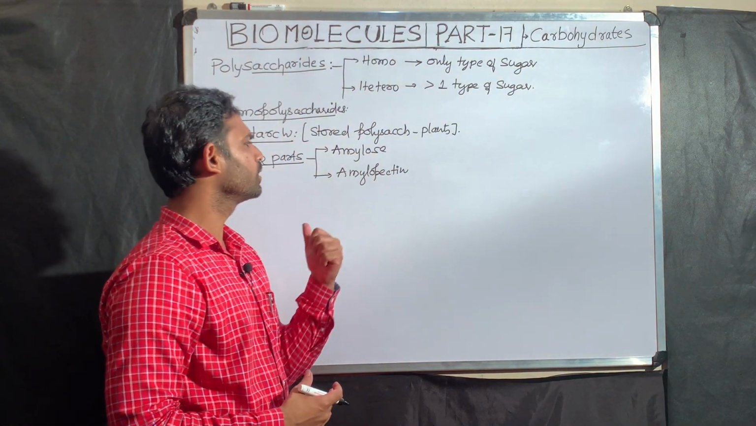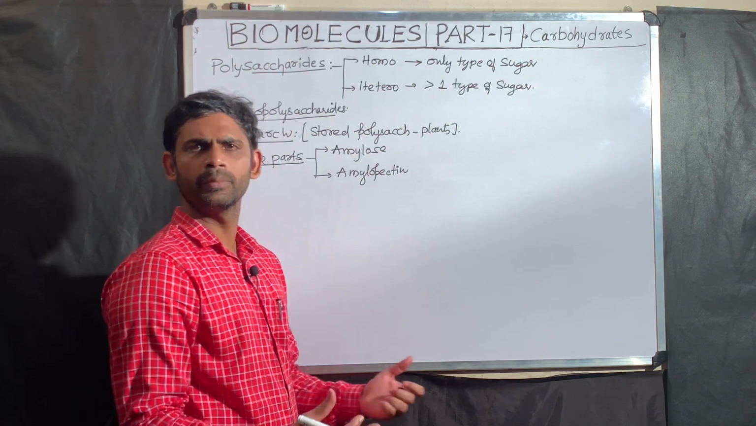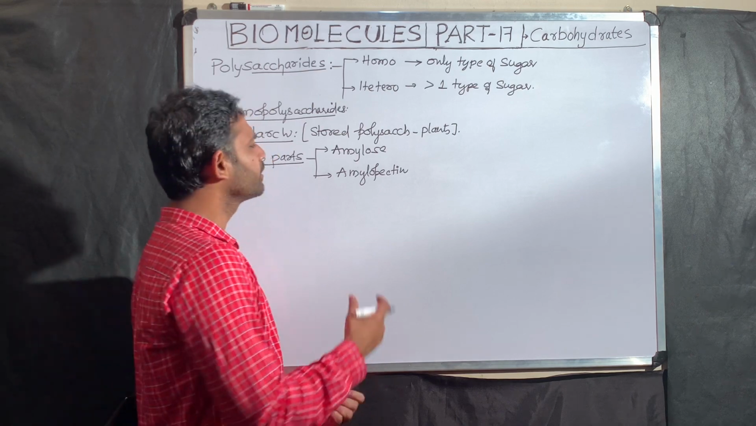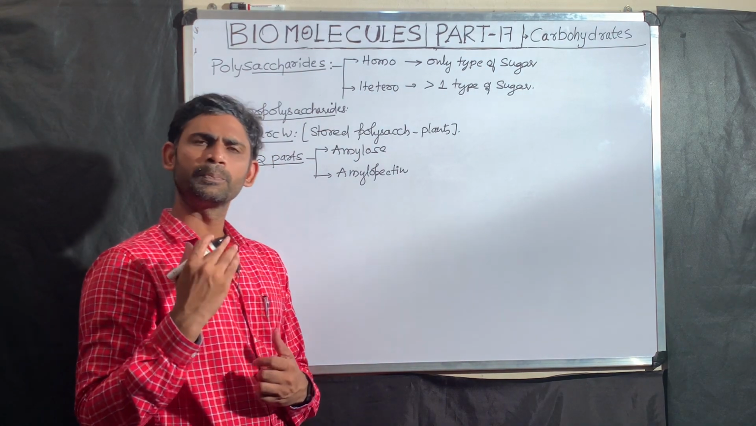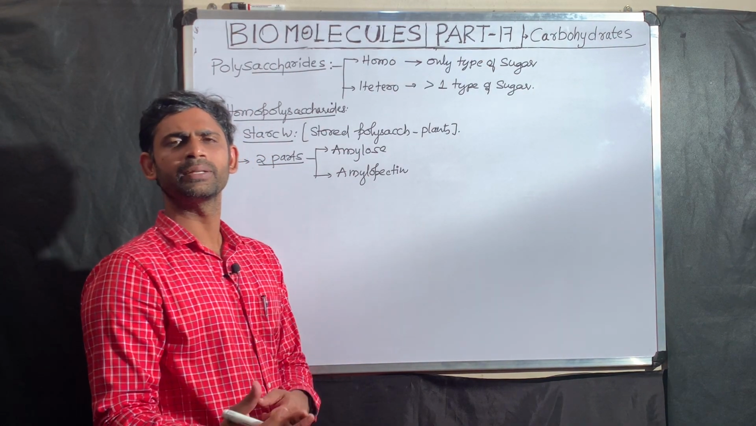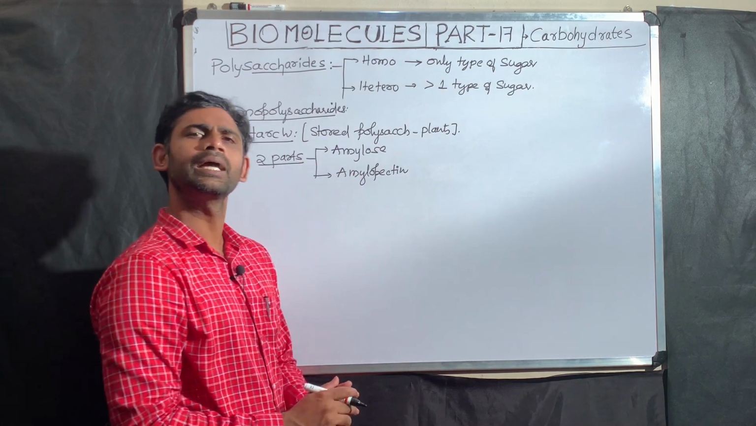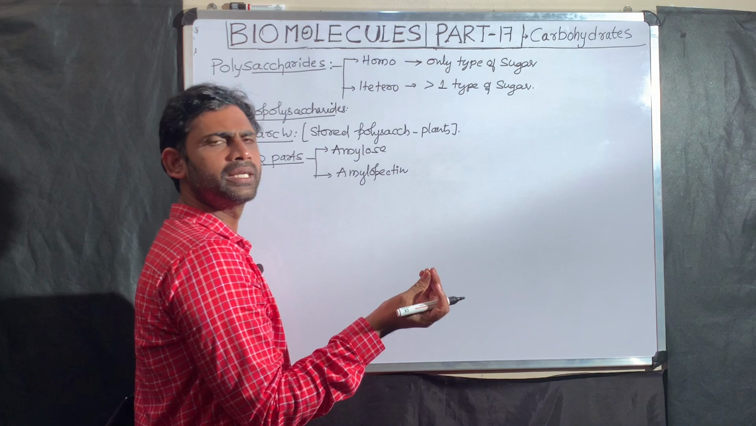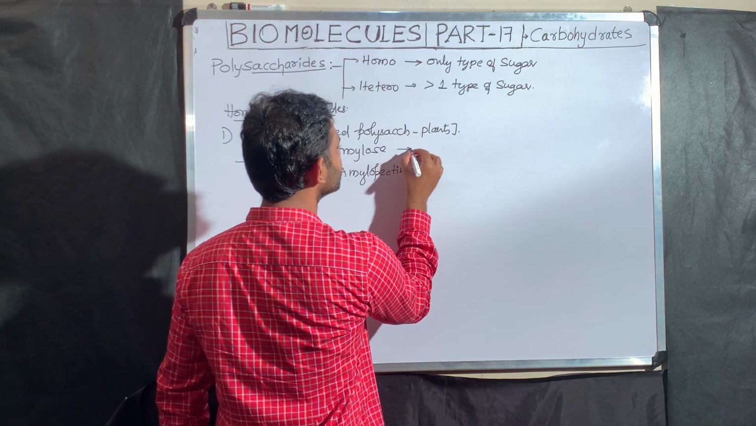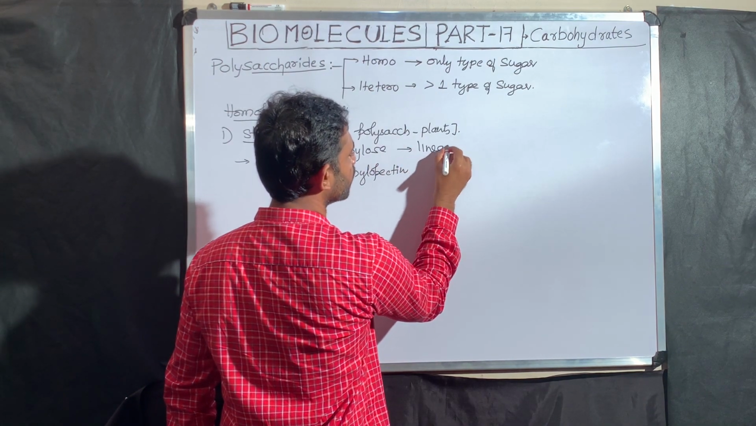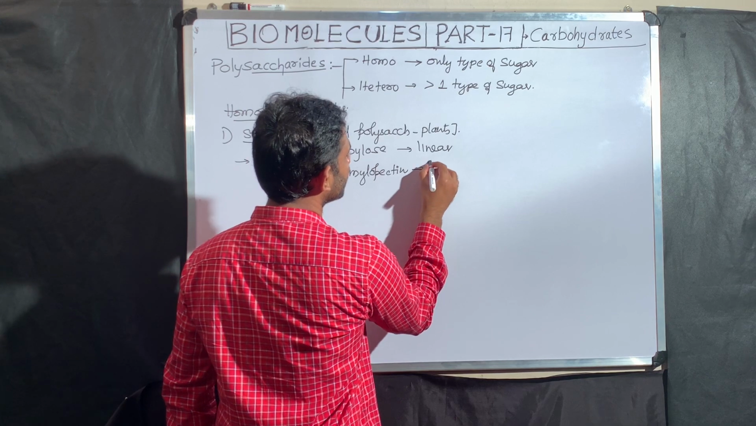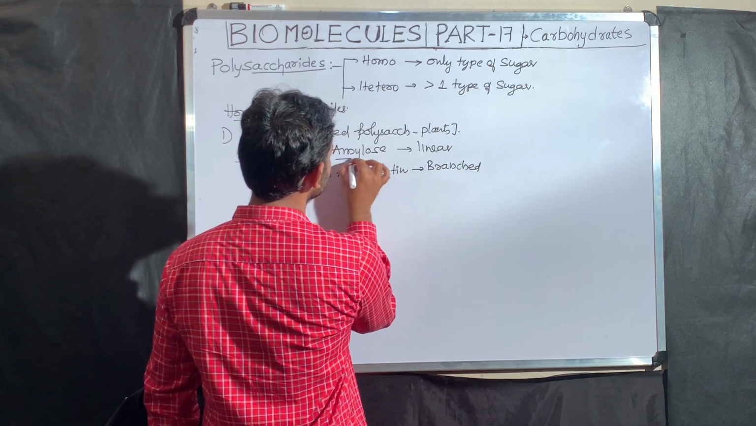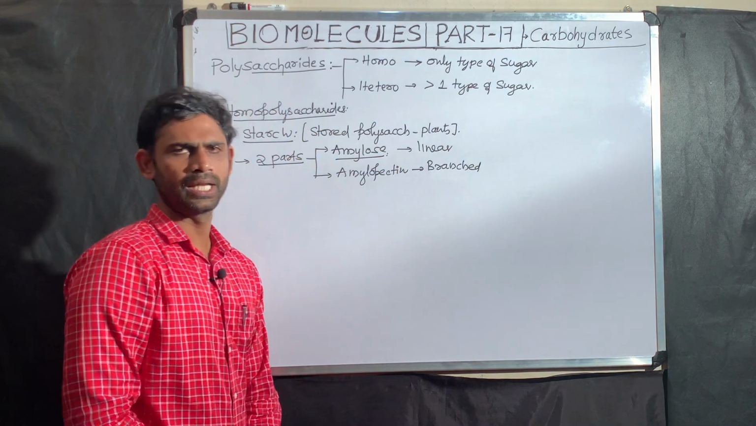Among these, the dominant portion, over 60 to 70% of the starch, is contributed by amylopectin, and 20 to 25% is contributed by amylose. What do I mean? What is the fundamental difference? Amylose is a linear homopolysaccharide. Amylopectin is a branched polysaccharide. First, I will explain about the amylose.